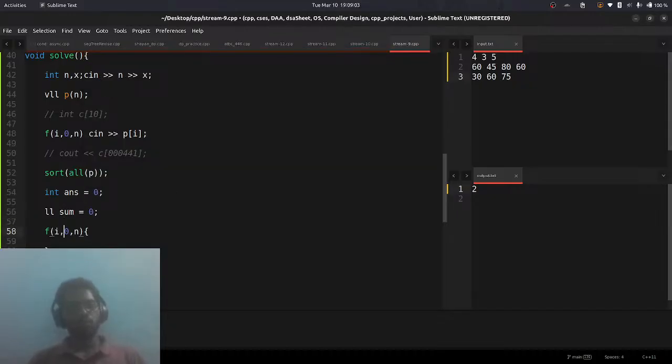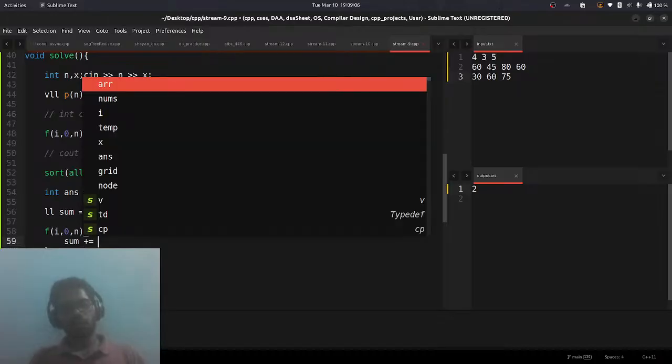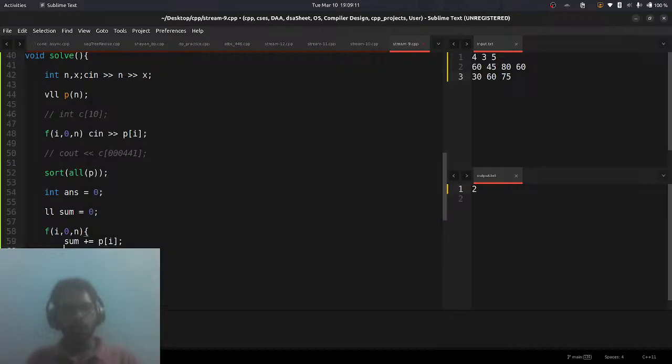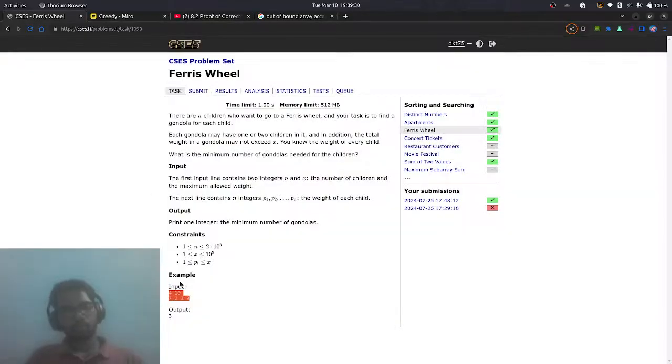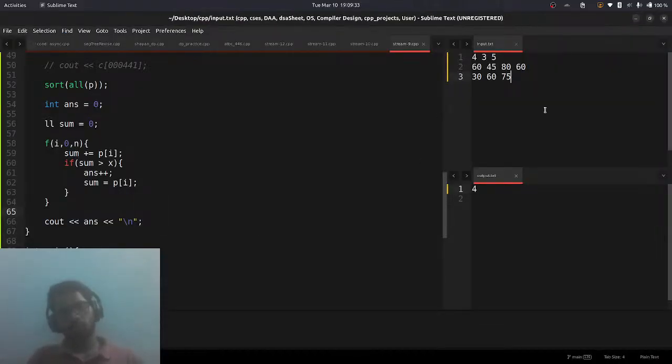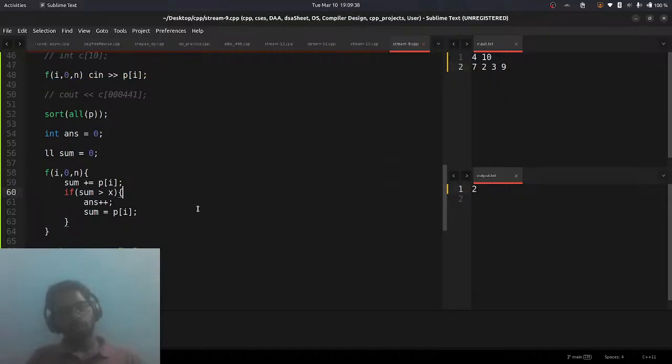Okay, so we will add the weight to the sum. We will check if the sum exceeds the limit, basically x. And if it does, then we will increment the counter and set the sum to the current weight only. And this should work.